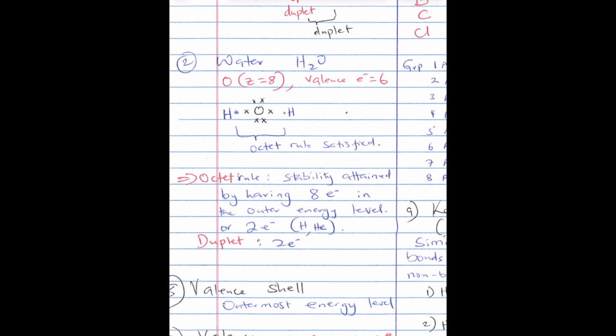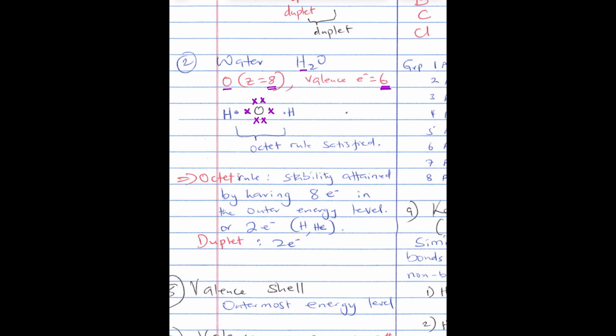Next, we look at water, H2O. We see that it has oxygen with a Z value of 8, therefore it has 8 electrons. And the valence electrons, that's the electrons on the outer energy level, is 6. And therefore oxygen is in group 6A, and therefore oxygen has 6 valence electrons. And therefore we write the 6 electrons as a pair there and another pair there. That accounts for 4. And then we're left with 2, and we spread them out like that.